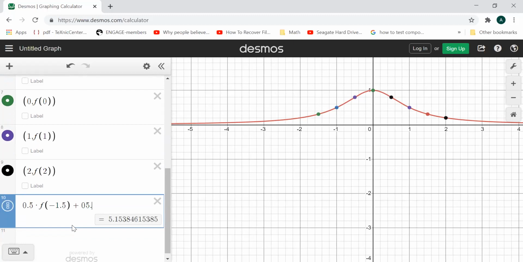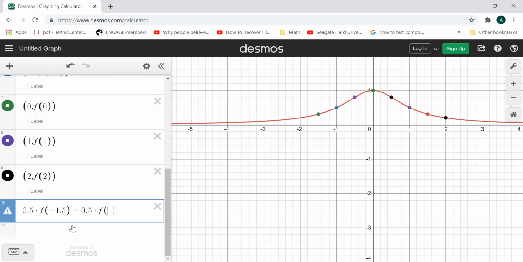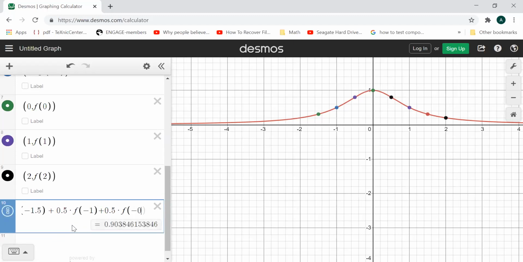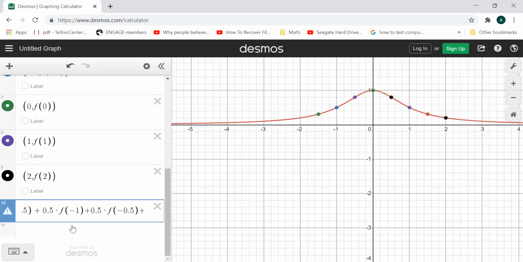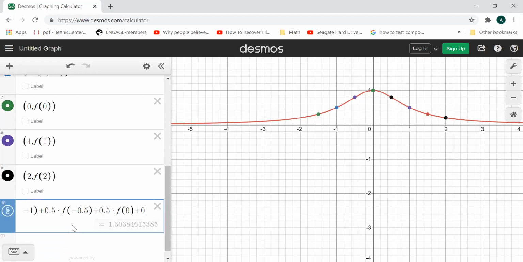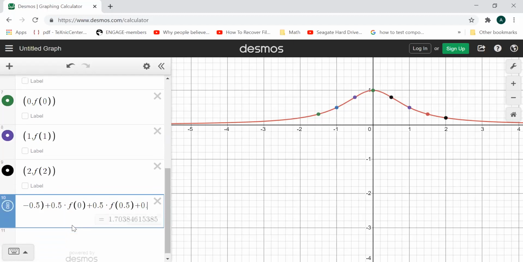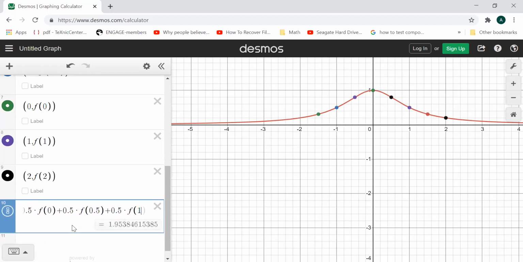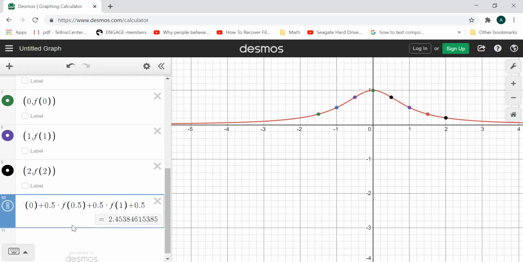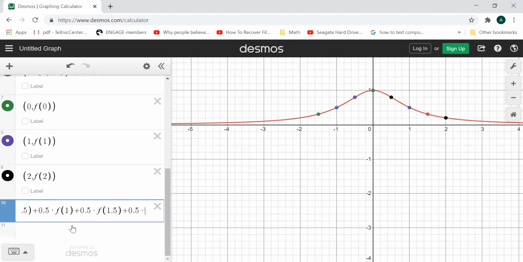plus 0.5 times f of negative 1, plus 0.5 times f of negative 0.5, plus 0.5 times f of 0, plus, and this is going to be a long sum, plus the next one is 0.5 times f of 0.5, plus 0.5 times f of 1, plus 0.5 times f of 1.5, and finally plus 0.5 times f of 2.